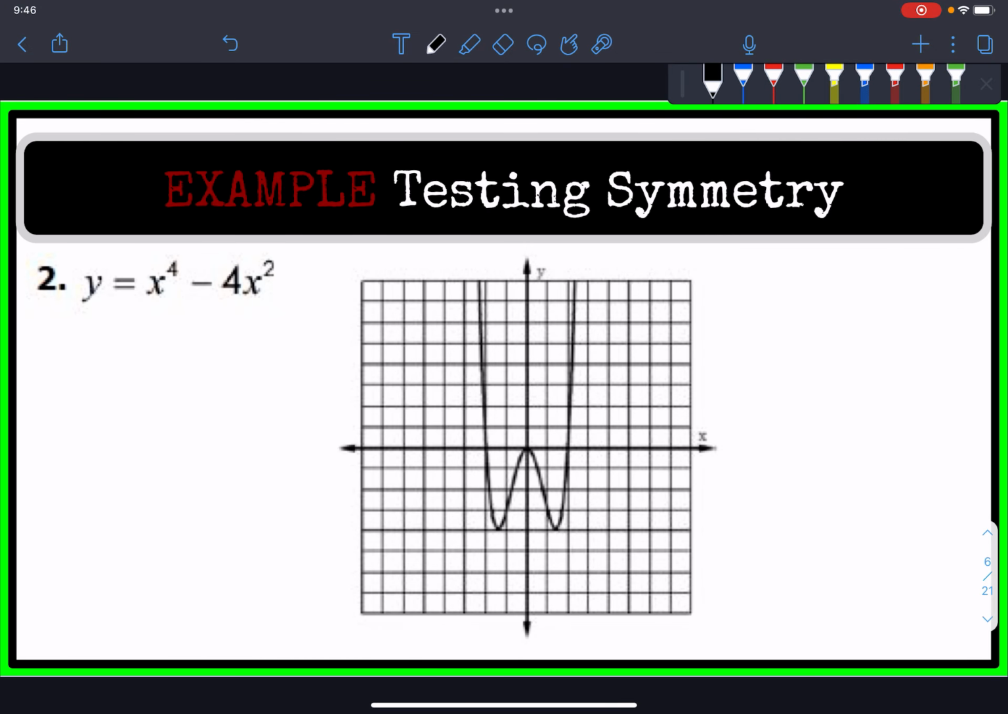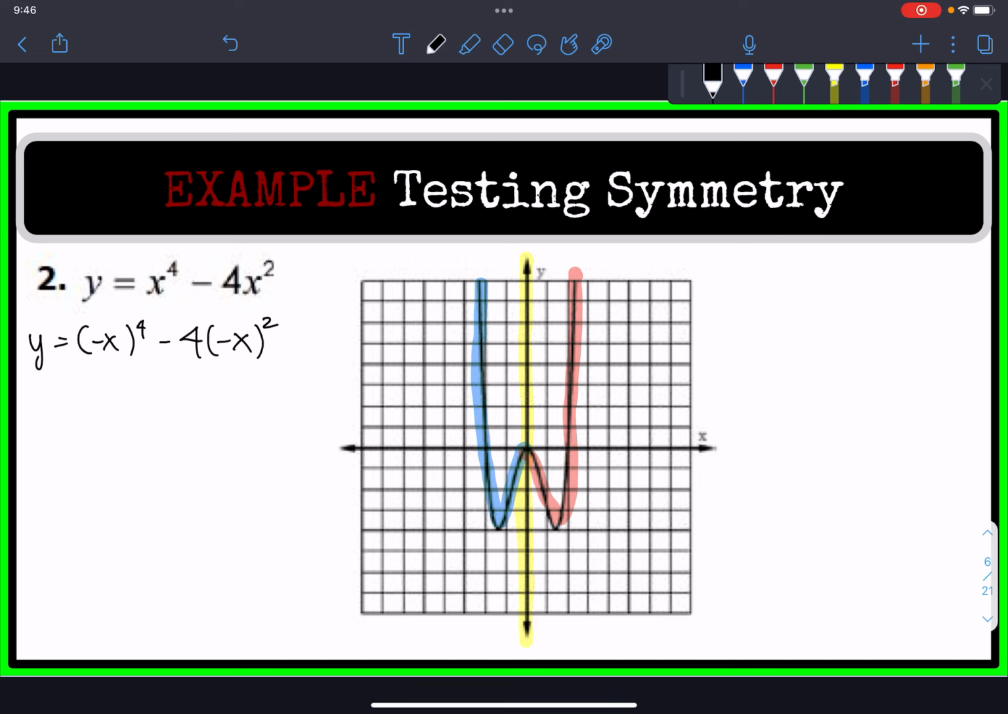This example here, by using the graph, we can clearly see that this is symmetrical along the y-axis. The left side matches perfectly with the right side. So for this equation, replacing the x values with a negative x will help us prove this algebraically, that this has a y-type symmetry.